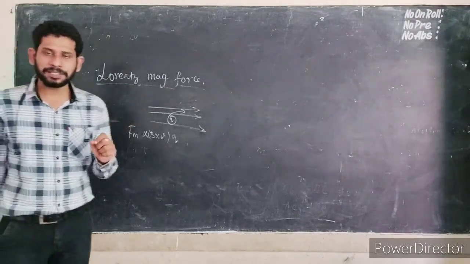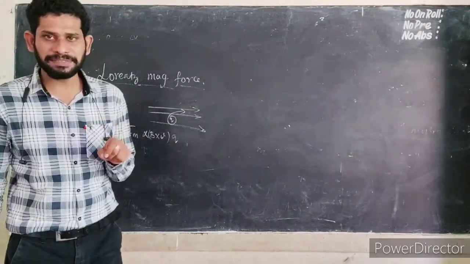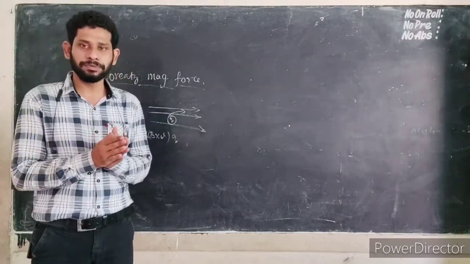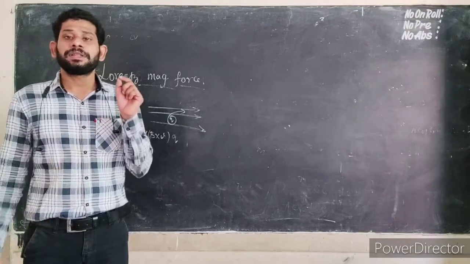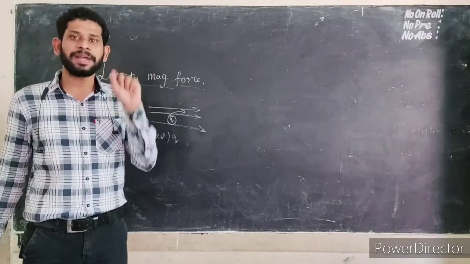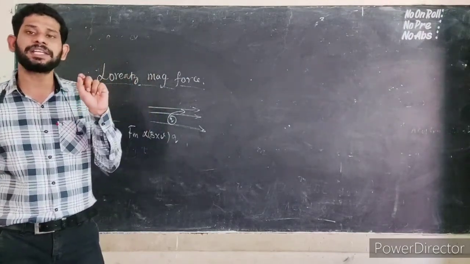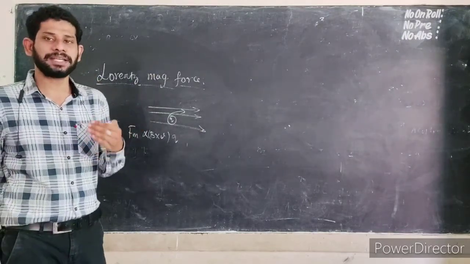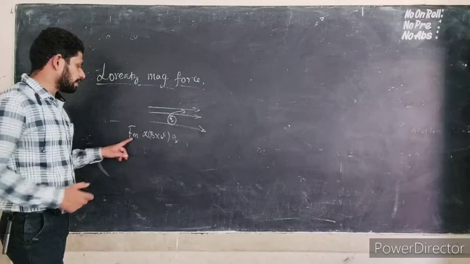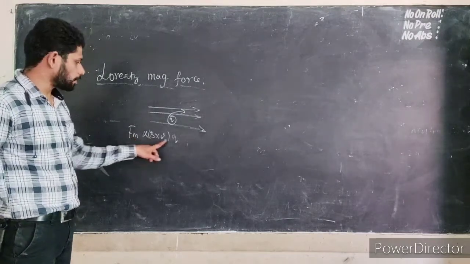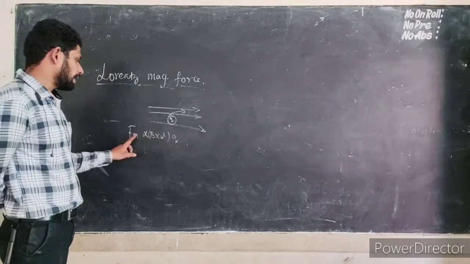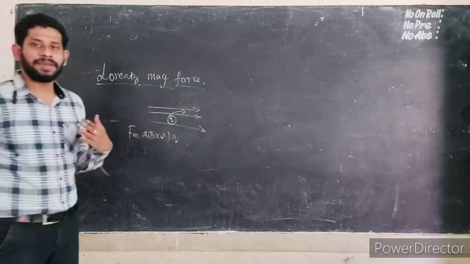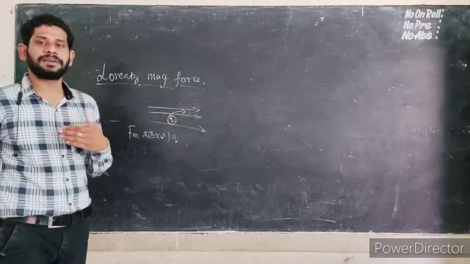When the charge is placed in the uniform magnetic field, it experiences some force, which is different from the Coulomb force. But when the charge moves with velocity in a uniform magnetic field, it experiences a force. That force we call the magnetic Lorentz force. That magnetic force is directly proportional to the magnitude of the charge, the magnetic field, and the velocity of that charge.